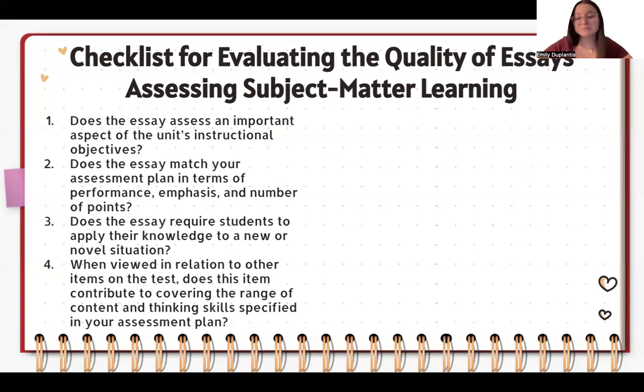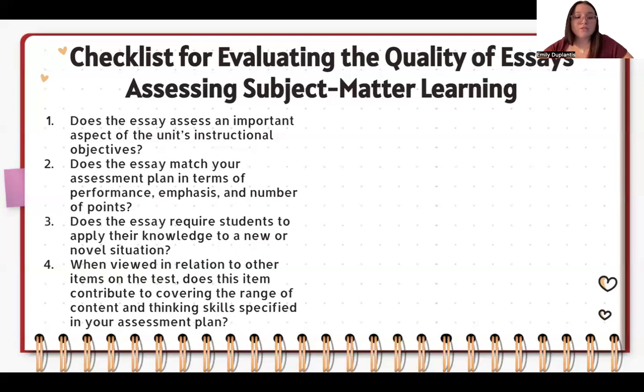So number one, and ideally you would have your prompt in front of you as you go through these numbers: does the essay assess an important aspect of the unit's instructional objective? In other words, is it relevant? Two, does the essay match your assessment plan in terms of performance, emphasis, and number of points? So if it is highly relevant, obviously we're going to give that 4 points, not 3 or 2 or what have you. Number 3, does the essay require students to apply their knowledge to a new or novel situation?